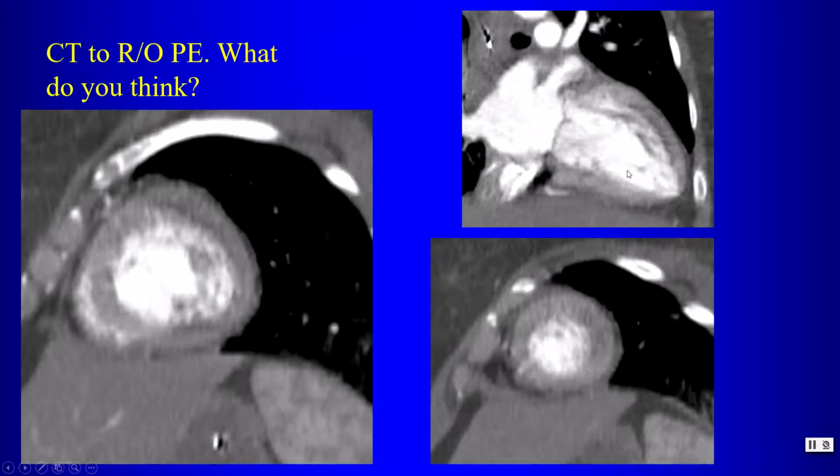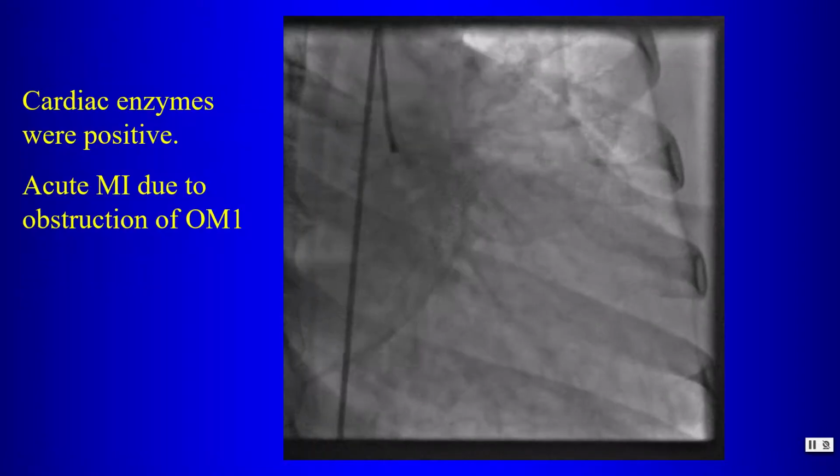So here's a two-chamber view. Here are short axis views. And on the two-chamber view, we can see this decreased perfusion in the subendocardium along the anterior wall. Also confirmed here on the short axis views, this was a patient who was having a myocardial infarction, and that was the cause of the pulmonary edema in this case.